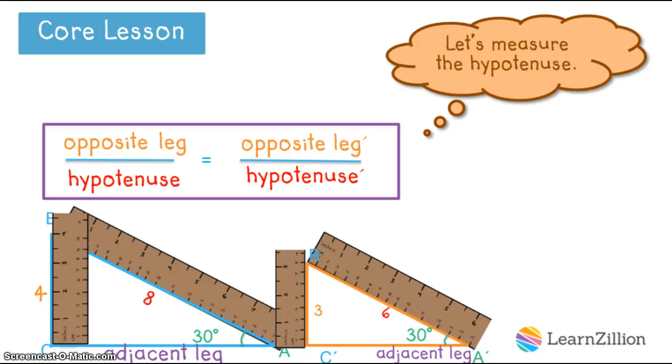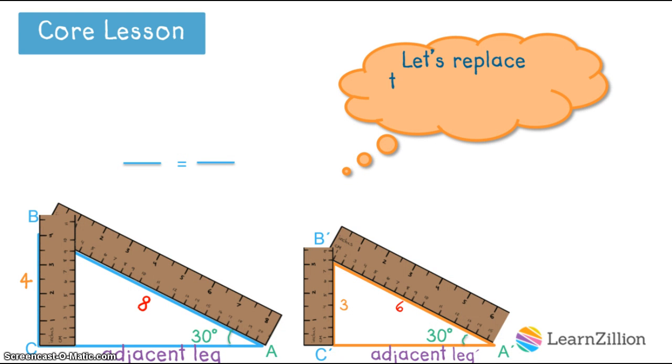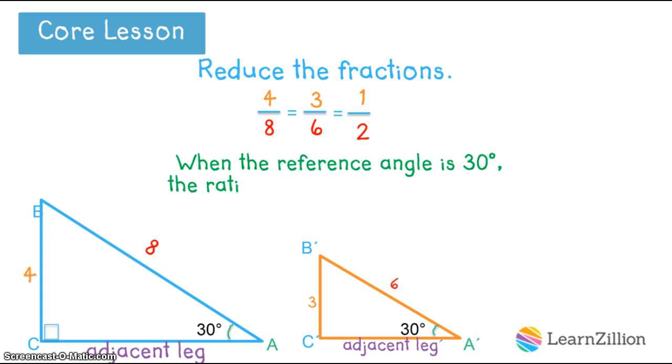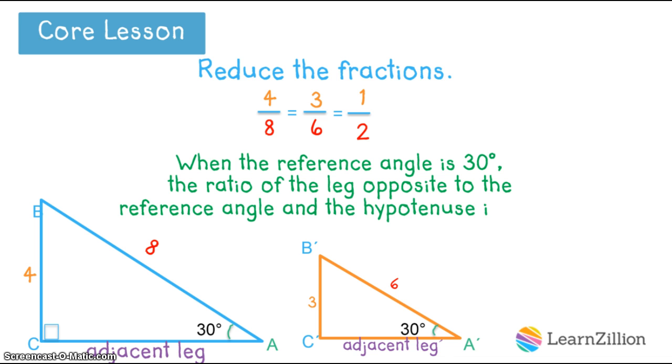Now we want to replace those numbers, opposite leg with 4 and hypotenuse with 8 of the blue triangle, and replace opposite in the orange triangle with 3 and hypotenuse with 6. The next thing we want to do is reduce those fractions. We see that they equal 1/2. So when the reference angle is 30 degrees, the ratio of the leg opposite to the reference angle and the hypotenuse is 1/2, or 0.5. No matter what the actual sides are, the ratio of the opposite leg to the hypotenuse is always the same when the reference angle is 30 degrees.